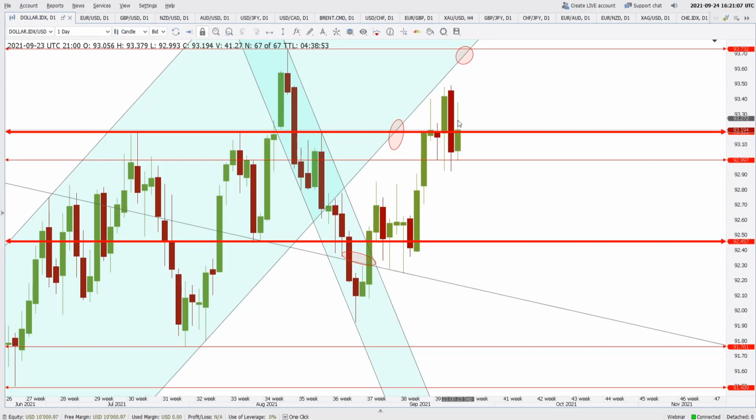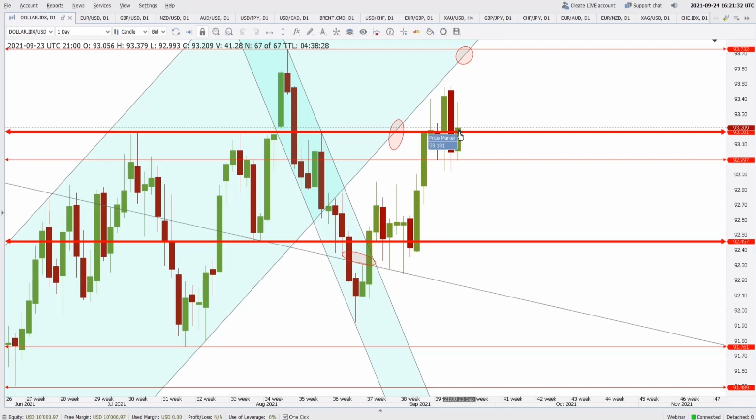93.379. Now today's candle until now is an inside bar, because the price failed to break the low of yesterday also. So if the candle closes somewhere in this range of today, then it will be counted as an inside bar. That means the range has decreased and the buyers and sellers are not very aggressive.